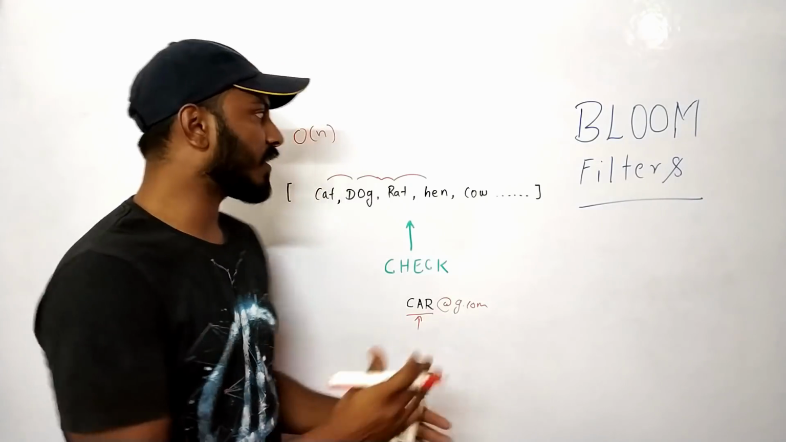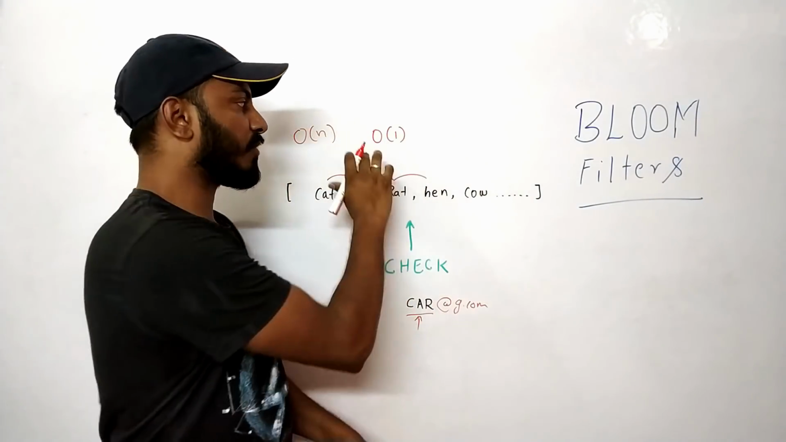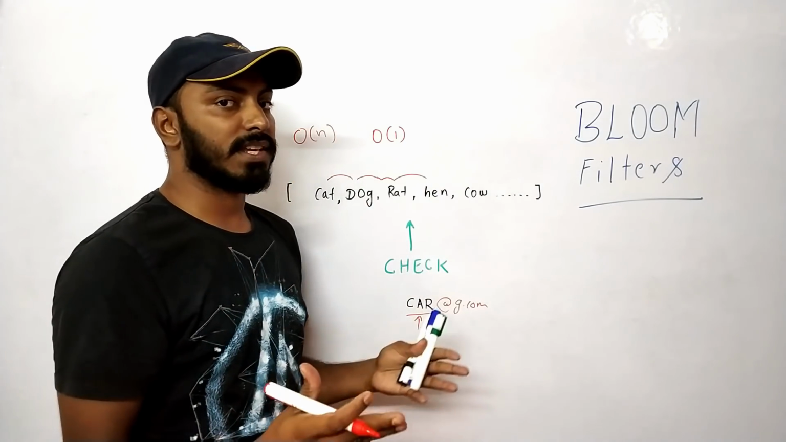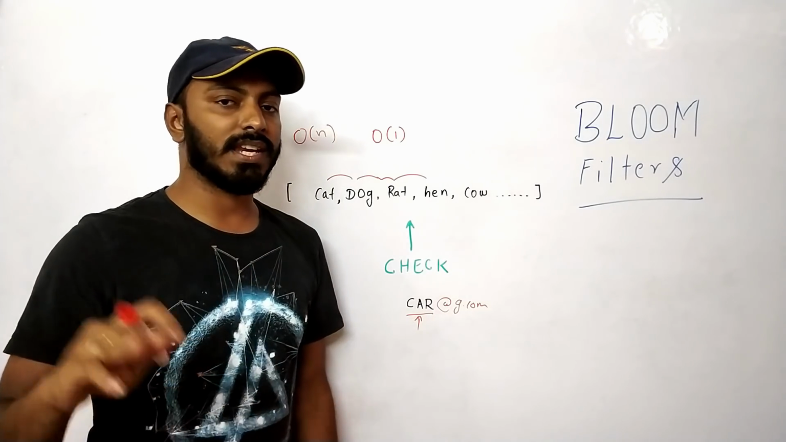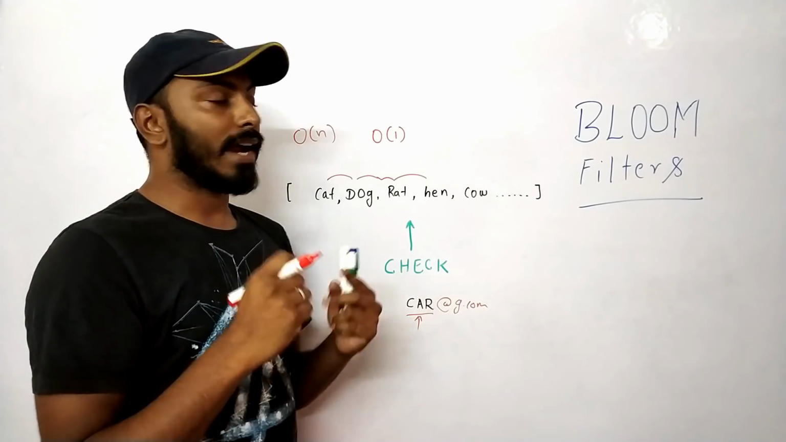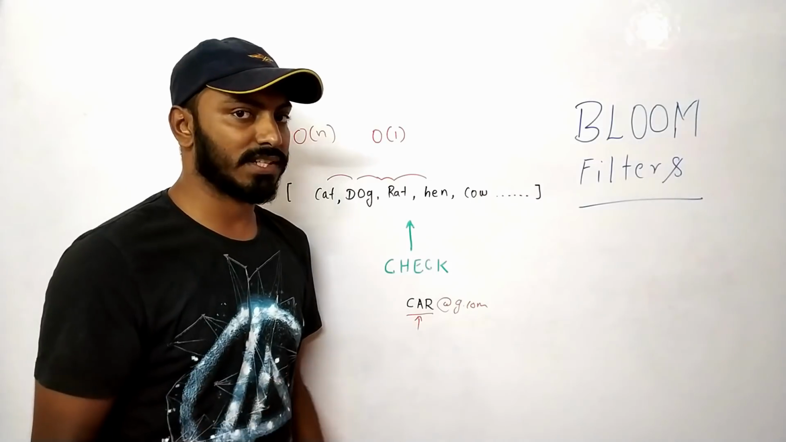The problems are, first one, the time complexity is not always order of 1. Everyone says that for a hash table, the time complexity is order of 1. But when there is a hash collision, it needs to do linear probing. In that case, it's not always order of 1. That means the checking is not always constant time.